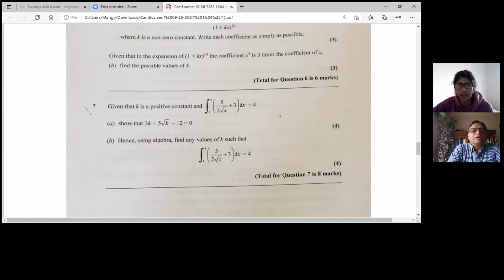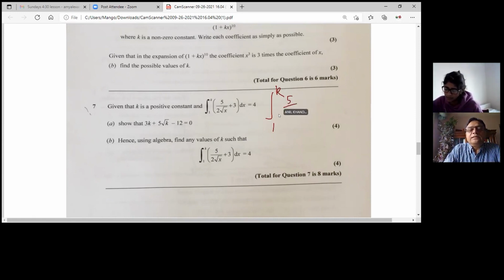You know the rules, right? Part A was good, it was part B. So we have the limits 1 to k. The integral of this is what? 5 over 2, x to the power of minus half. You have to add 1 to the power and divide by the new power, which is plus 1 half, right?